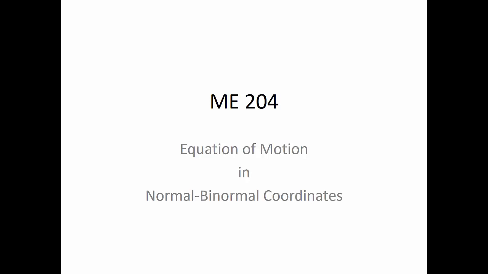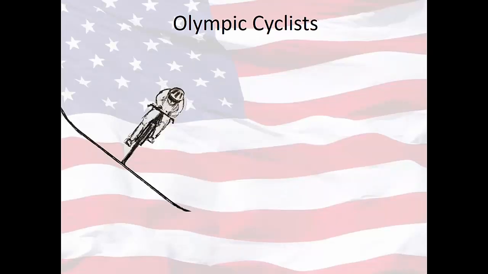ME204, Equation of Motion in Normal Binormal Coordinates. Let's look at an Olympic cyclist.